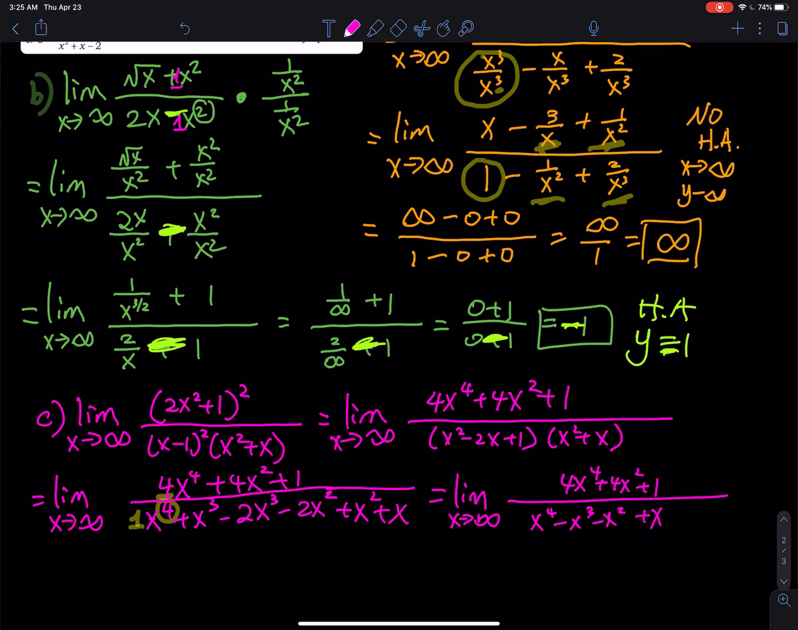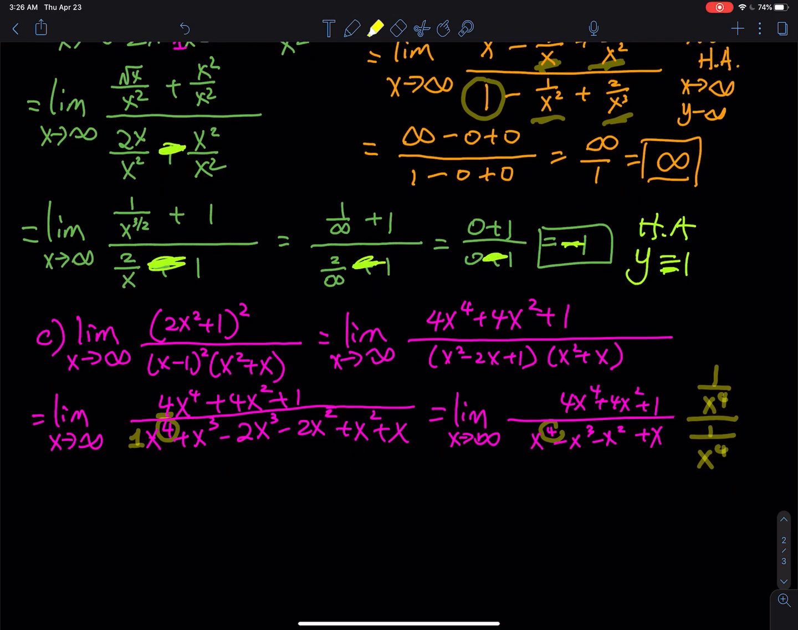Now I need to do some work on this. How do I have to divide each term, and by what? I have to divide each term by 1 over x to the 4th, because the biggest degree in the denominator, again, I don't care about the top, is 4. So once you divide every term by the 4th power, what do you have?